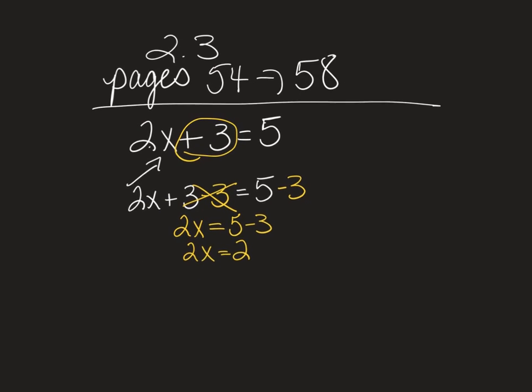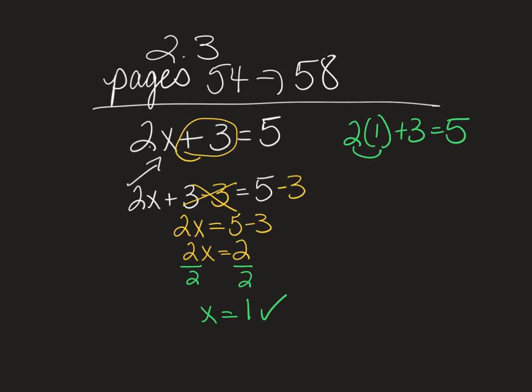We know how to do that, right? That's what we just did. You're going to divide both sides by 2, and x equals 1. We can check our answer, folks. 2 times 1 plus 3 equals 5, which is 2 times 1 is 2, plus 3 equals 5. All right, so let's move on to another.